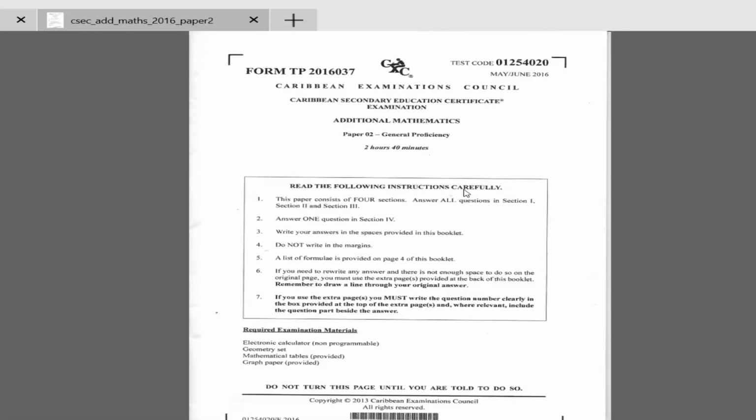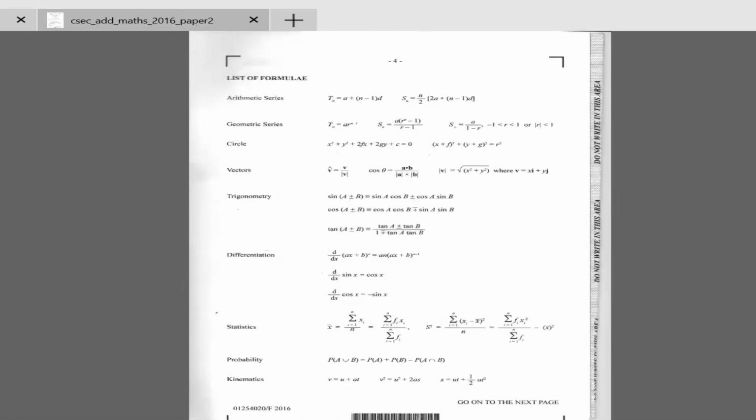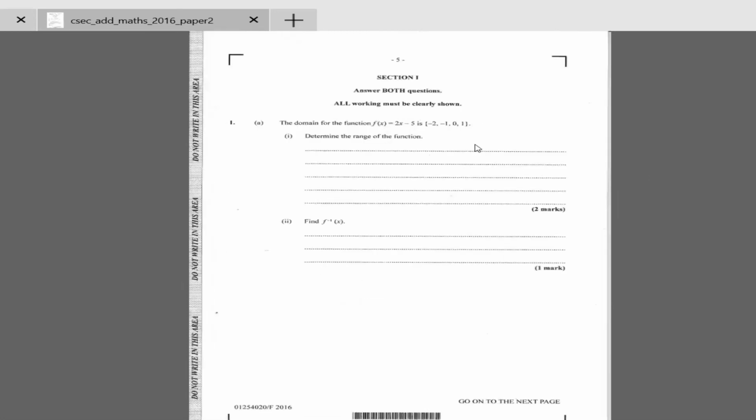2016 additional mathematics paper. And again, we know this paper has 4 sections. Section 1, Section 2, and Section 3, you do everything. Section 4, you only choose 1 out of 2 questions. And Section 4 has statistics and probability, and kinematics. So let's get into it. The formula sheet, and here we go.